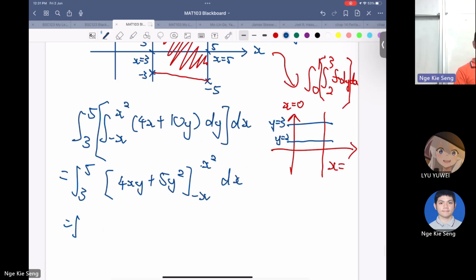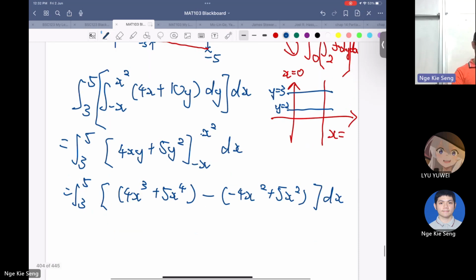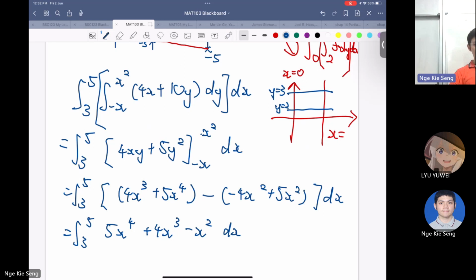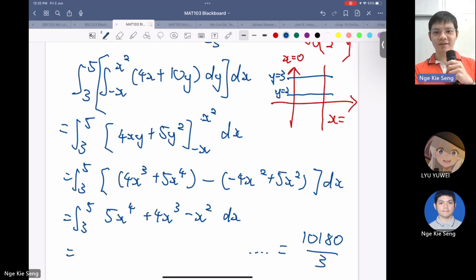So what's this whole thing here? Let me write some more terms to see. Let's substitute in our x squared and minus x. Altogether we get something like 5x to the 4 plus 4x to the 3 minus x squared dx. Then here should be easy because this is just a one-variable integral. Altogether here we should get 101.80/3. Not quite enlightening, but anyway, you can check your skill whether you can compute this or not.